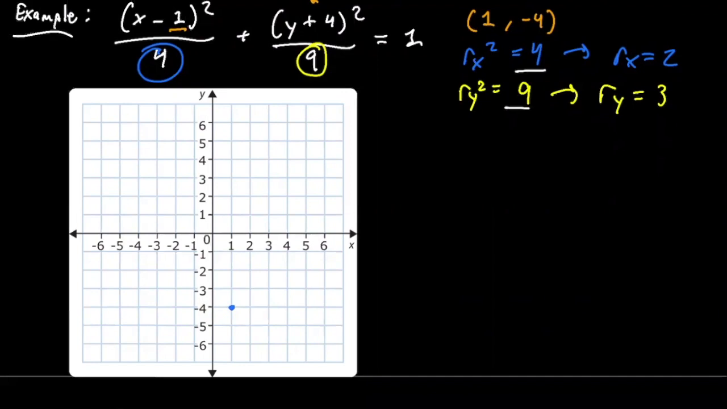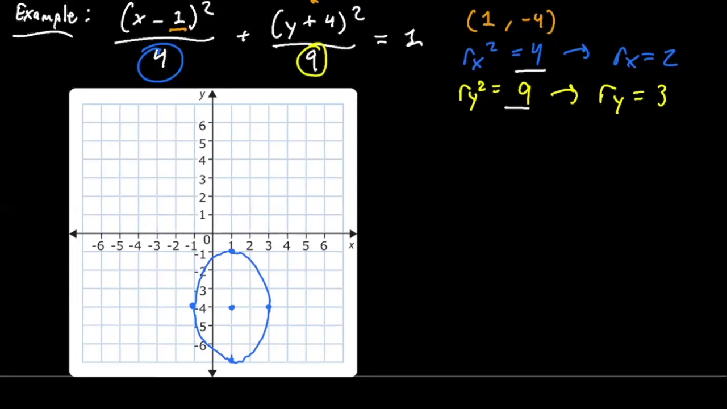Our x radius is 2, so 2 to the right. We know this point is on our ellipse. 2 to the left is also on our ellipse. And then the y radius is 3, so we go up 3 and then down 3 from the center. So our ellipse is going to look something like this. Okay, so we've got most of our ellipse graphed.